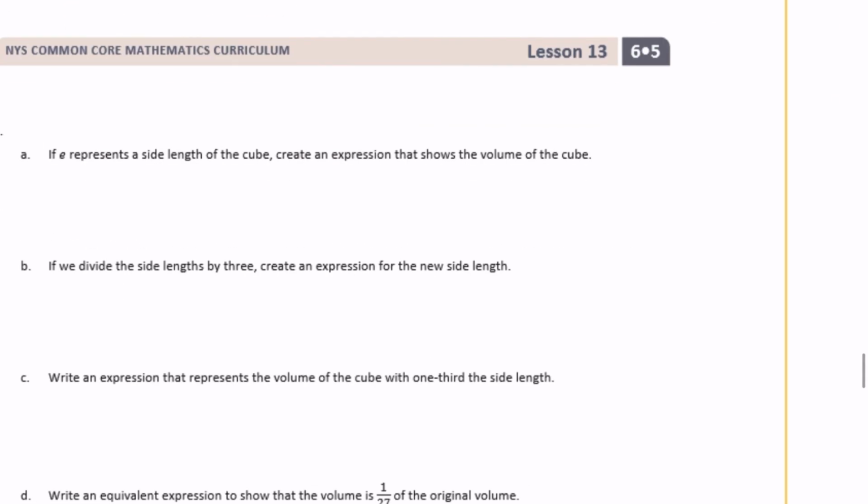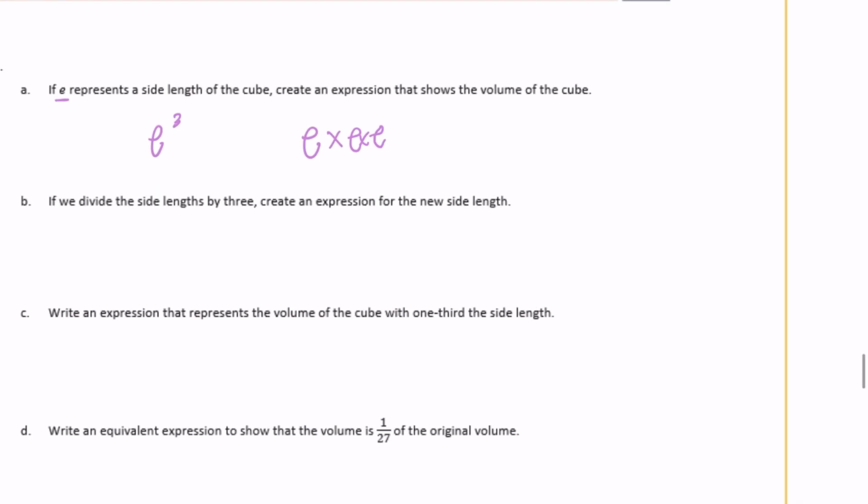Okay, number 5. If E represents a side length of the cube, write an expression that shows the volume of the cube. So E is a side length of the cube. Remember, a cube has all side lengths that are the same. So we would do E to the third power, or you could write E times E times E. Either one.